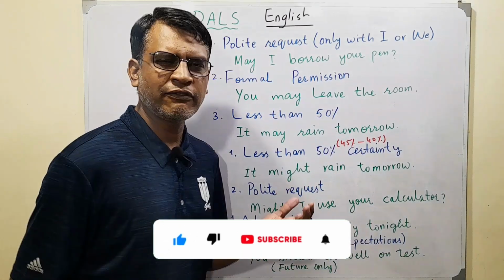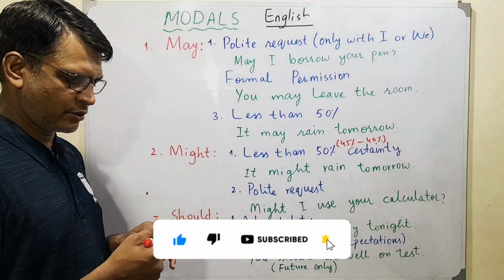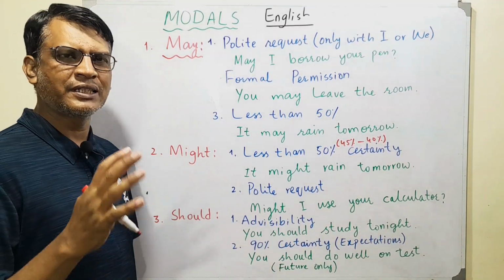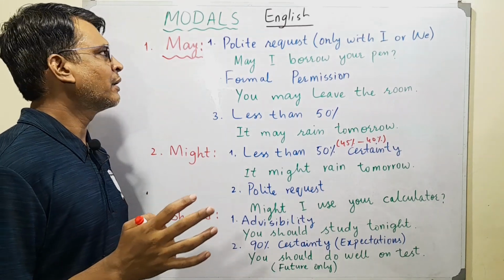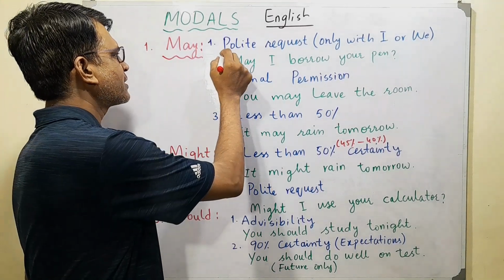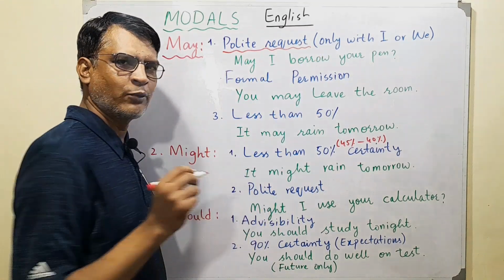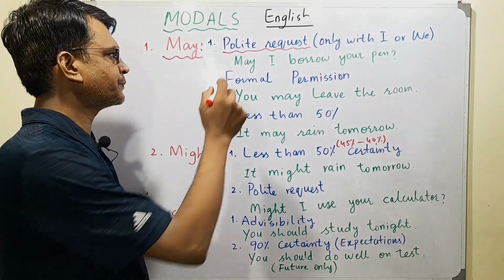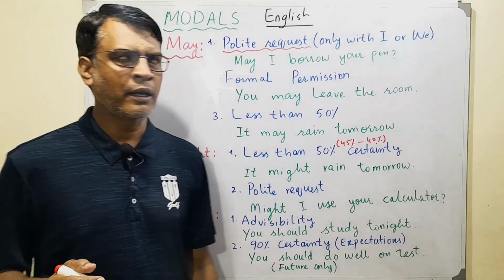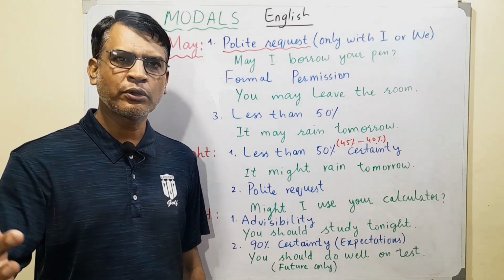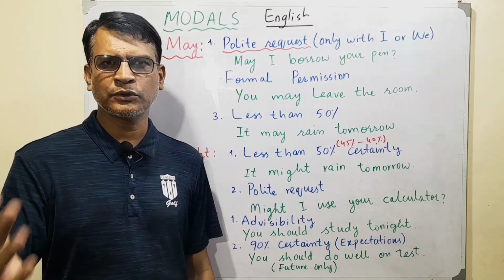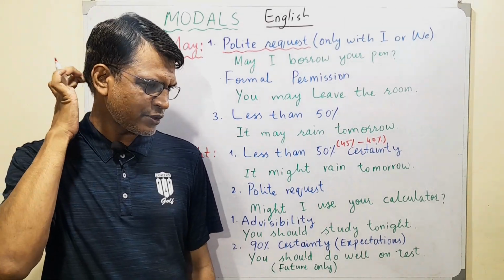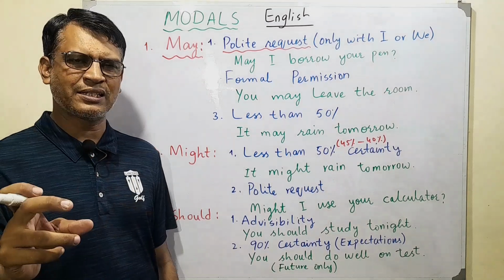Okay, so the very first modal verb that we are going to study today is may. May has three possible definitions or explanations or usages as we call them. The very first is that may is used for polite requests. But it is only used with I or we. For example, may I borrow your pen? May I come in? May I use your calculator? May I come tomorrow for some explanation? May I leave this room? So it is used for a polite request.